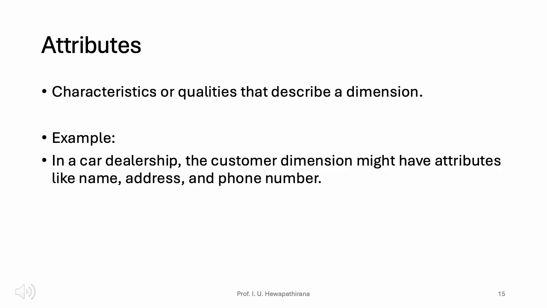Attributes are the characteristics or qualities that describe a dimension. If a dimension provides context to a fact, then an attribute provides detail about the dimension itself. In a car dealership scenario, the customer dimension might carry attributes such as name, address, and phone number. Attributes are essentially the column labels of a dimension table. They define what information is recorded about each dimensional entity.